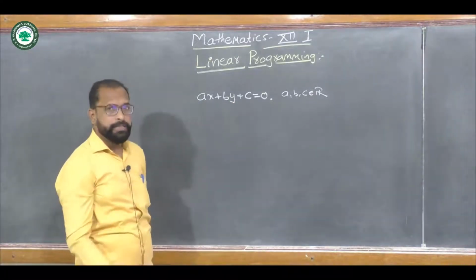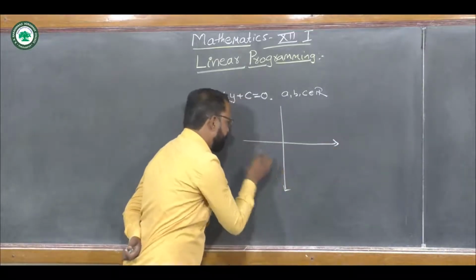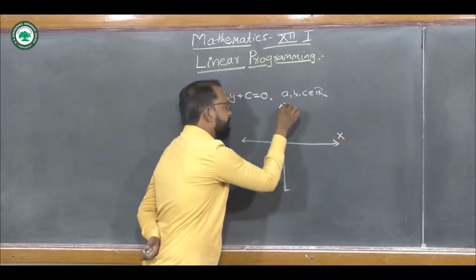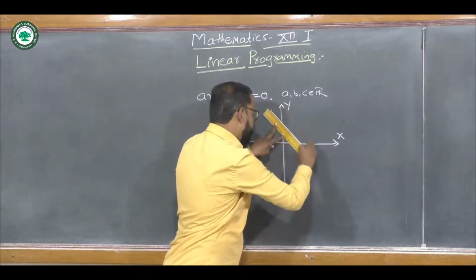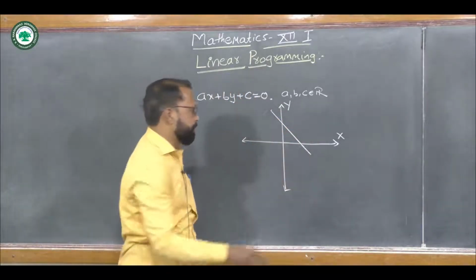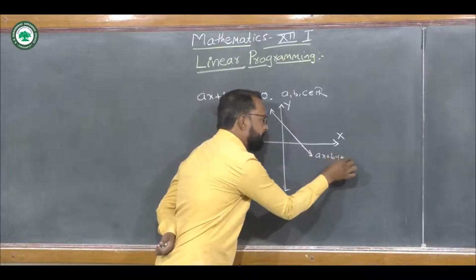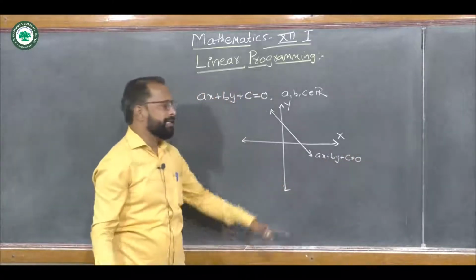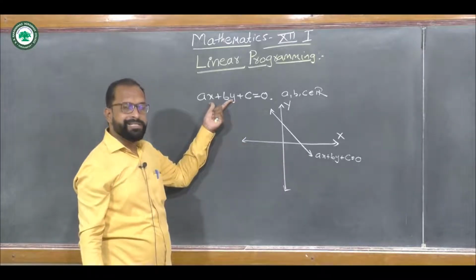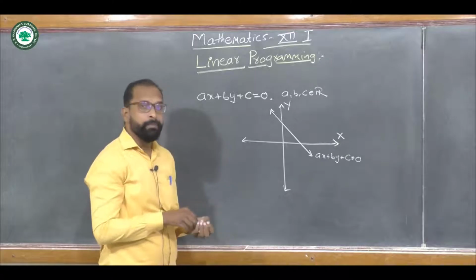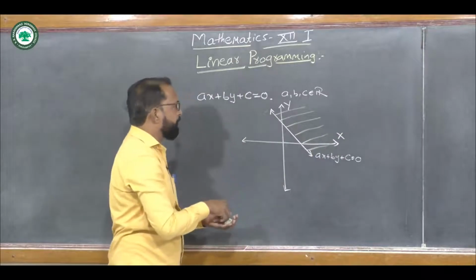Now, if we draw this line in a plane, suppose this is the coordinate axes, the x-axis and y-axis. And suppose here this is the line ax + by + c = 0. This is the straight line. Now, clearly this linear equation, or this straight line, divides the given plane into two parts. One part is this one and the second part is this one.